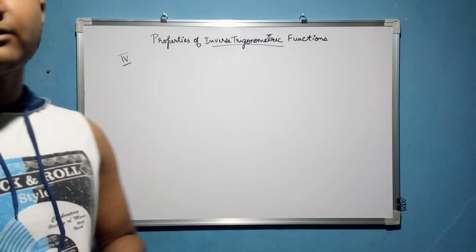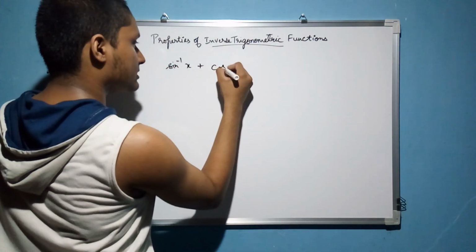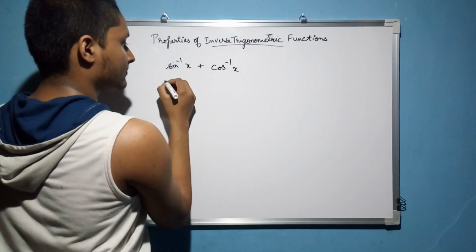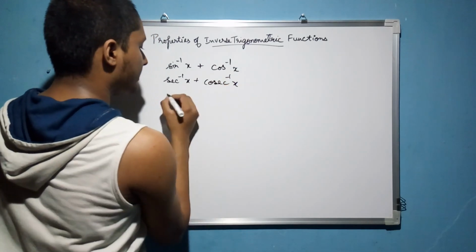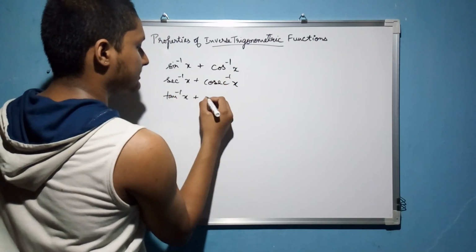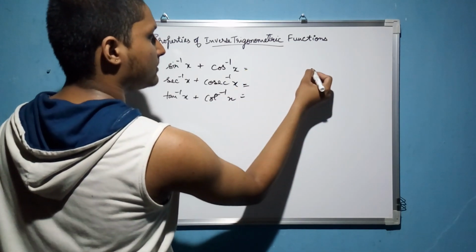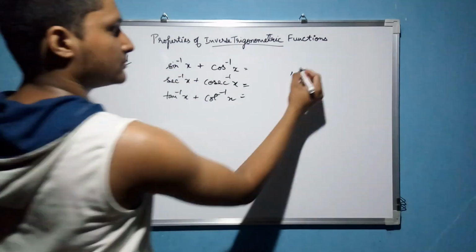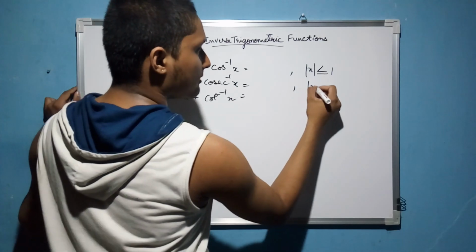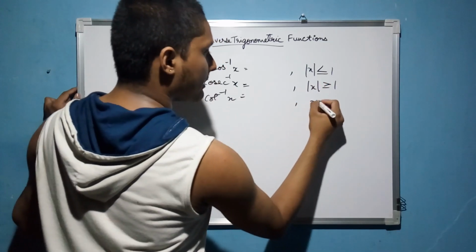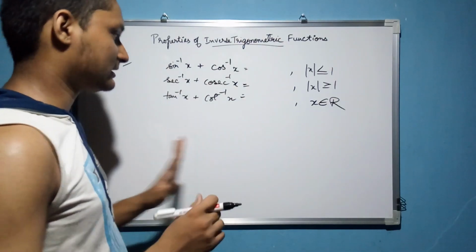Next is the fourth set of properties of inverse trigonometric functions, where you are going to add the inverse functions. So it is going to be sin inverse x plus cos inverse x, sec inverse x plus cosec inverse x, and tan inverse x plus cot inverse x. You are going to find the sum in each case. What the domain is going to be is important here. So modulus value of x is less than or equal to 1. Here the modulus value of x is greater than or equal to 1. Here x can be any real number, not complex numbers, only real numbers.